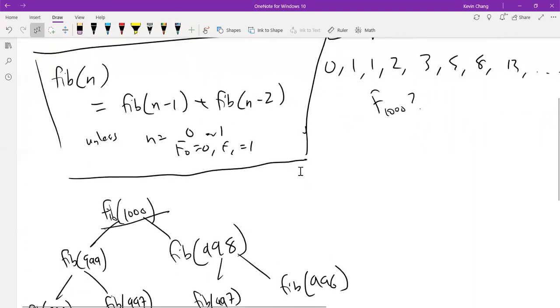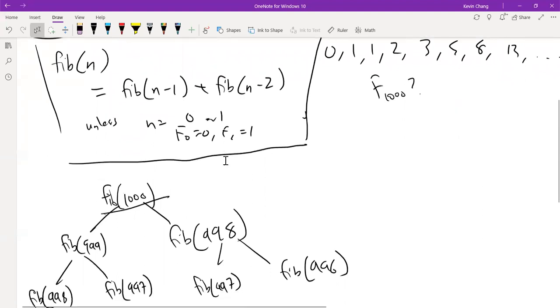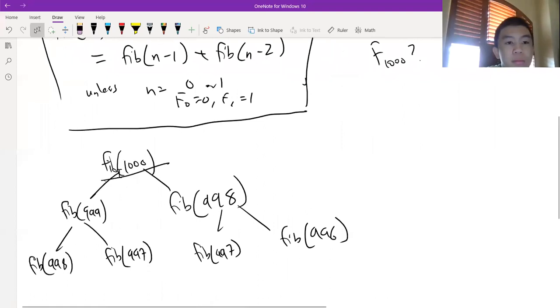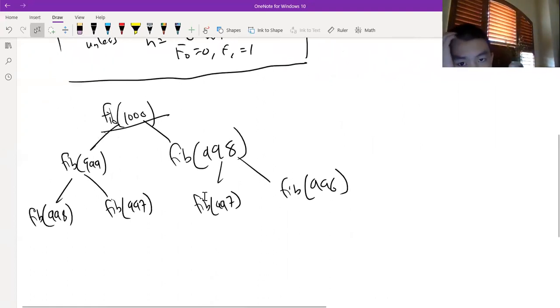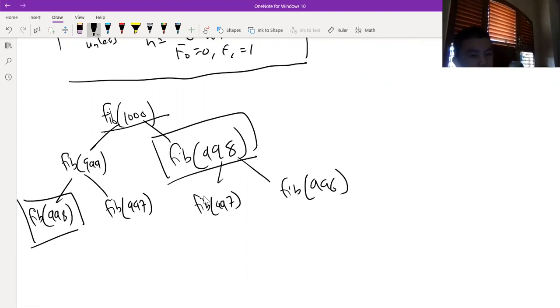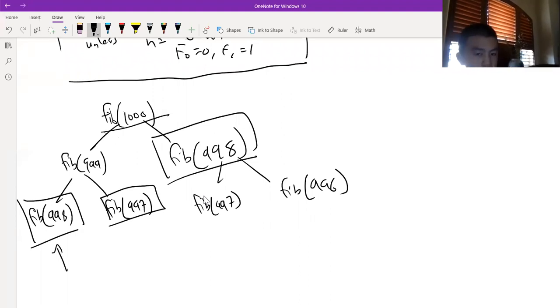And although this is very easy to code, if you have any experience in coding, you should know that this is easy to code. The problem is if you directly call this value, this is very inefficient. That's because the computer will calculate, for example here, fib of 998 twice. It'll calculate fib of 998 here, and then also calculate it here. And then 997, that's even worse. It'll calculate it once in here, and then once over here as well.